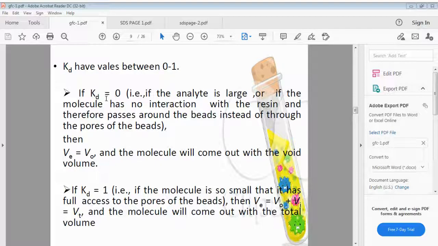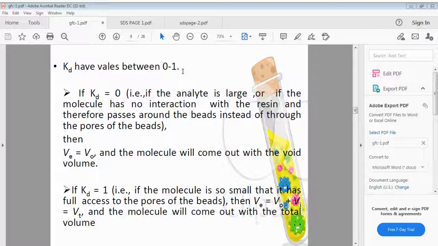So as I told you, the KD values can range between 0 to 1. When can the value be 1? When the numerator is higher than the denominator, it can be 1. What is the numerator? The numerator is the stationary phase. The denominator is the mobile phase. So when the concentration of the molecule is more in the stationary phase, then the value will be 1 or more than 1.